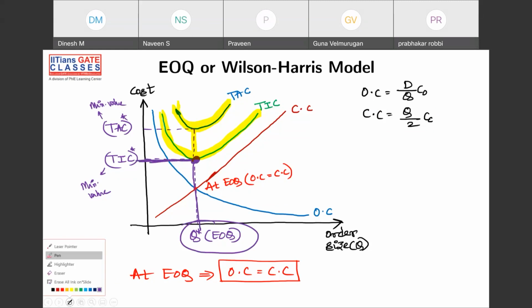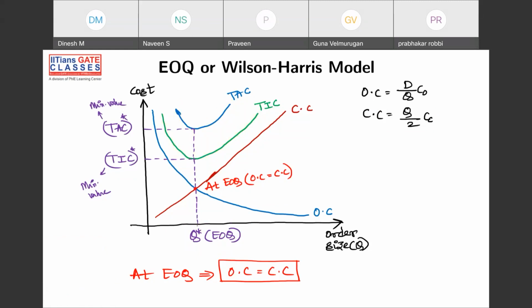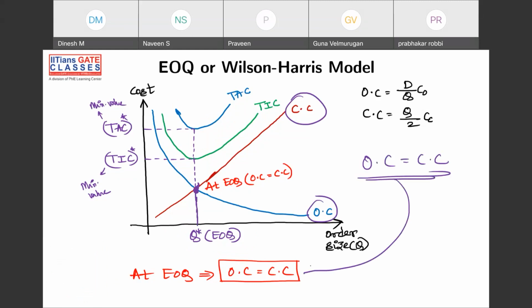One more important point is that at EOQ, your ordering cost curve and carrying cost curve meet. In the sense, your ordering cost will be equal to carrying cost at EOQ. Is it clear, guys? Yes or no? Very good.